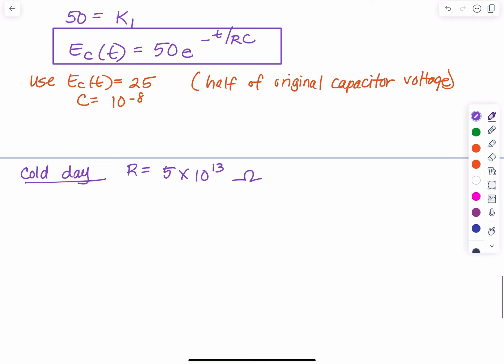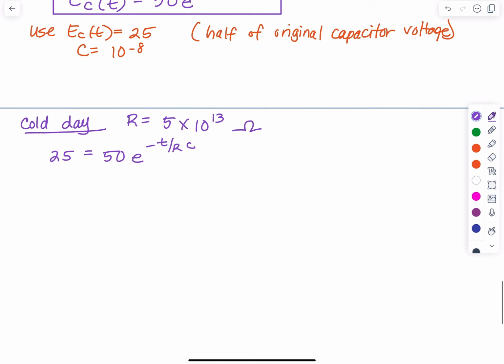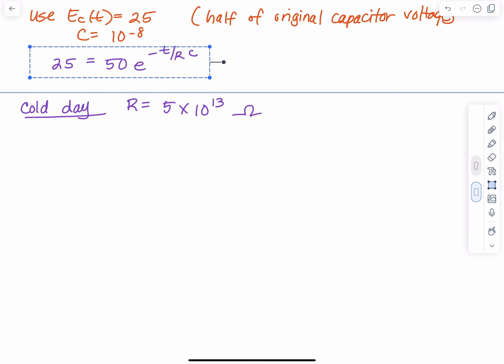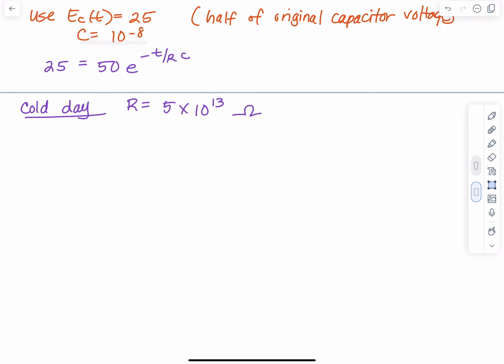Okay, and so we have 25 is equal to 50 e to the negative t over RC. And actually we can use that for both of our days. So we will go ahead and use that right here, and we'll go ahead and plug that RC in there. And then we can use that for both of those days. So the opposite of t over 10 to the negative 8th multiplied by R. I'll go ahead and put R in parentheses.